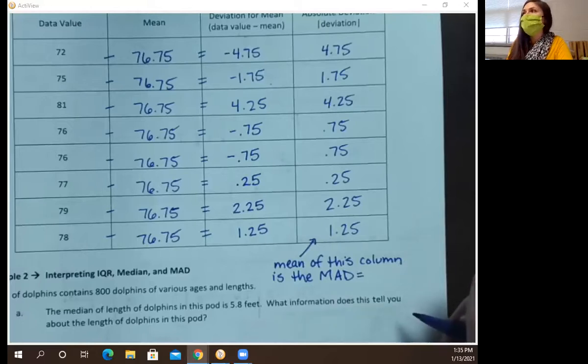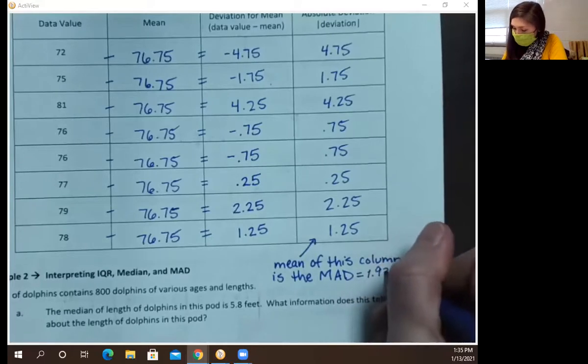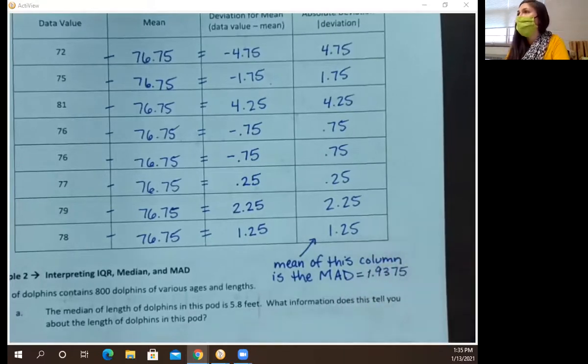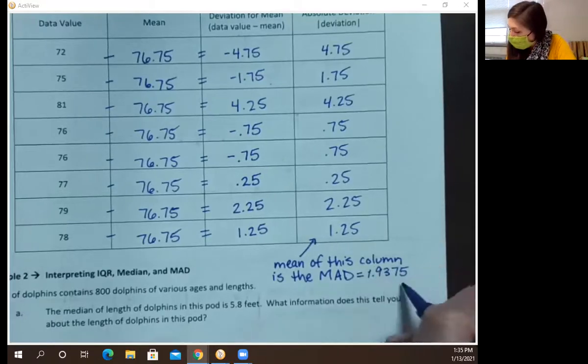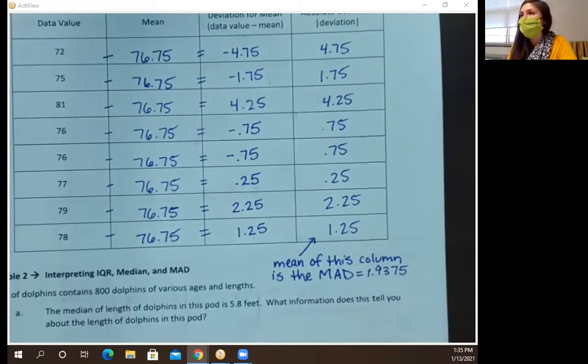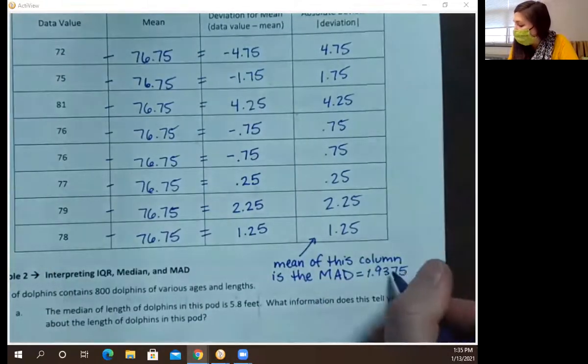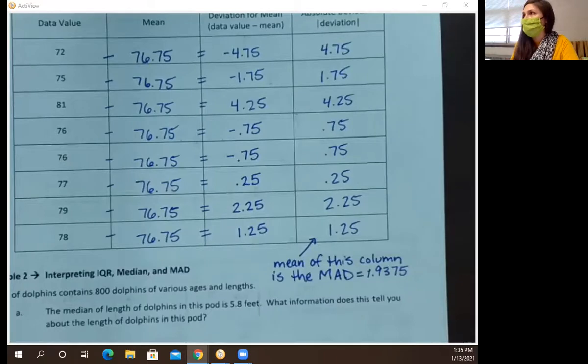Anybody have that average yet? Rachel? Really close to 2, right? I think it's 1.9375, just a hair under 2. So here's what this tells us. Okay? Here's why we care about this number. What this tells us is that on average, our data values should be within about 2 of the mean.